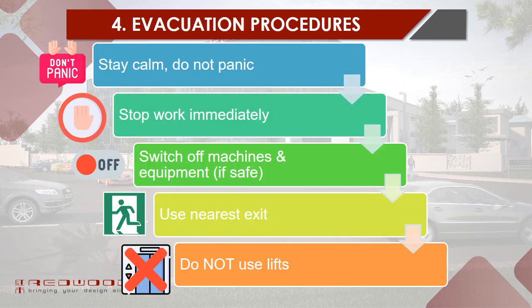Emergency evacuation procedures. In the event of an emergency, stay calm and do not panic. Stop all work immediately, shut down equipment if it is safe to do so, and use the nearest emergency exit route. Do not use elevators during evacuation. Follow instructions from supervisors or emergency response personnel and assist coworkers or visitors who may require help. All employees must leave the work area quickly, orderly, and proceed directly to the designated assembly point.